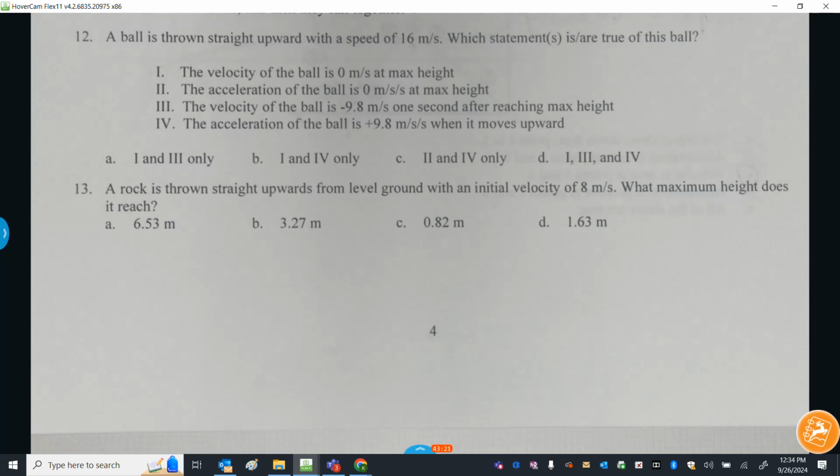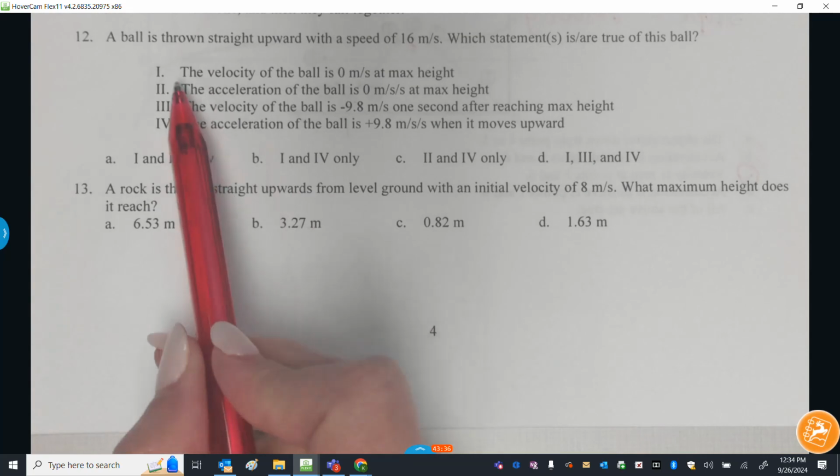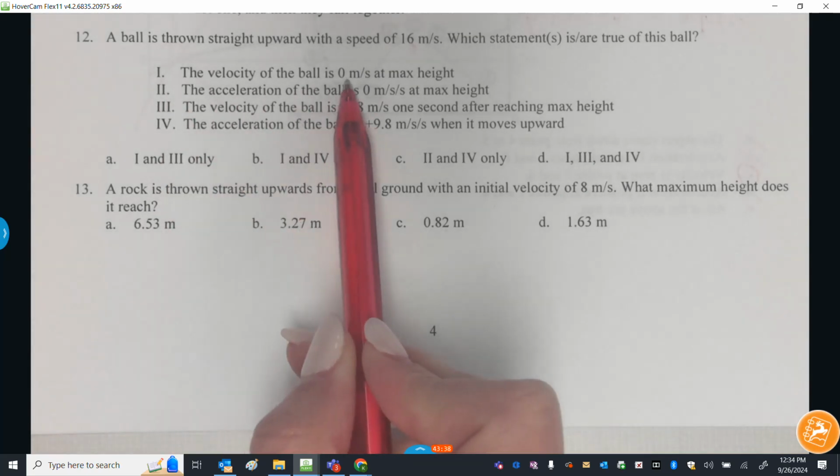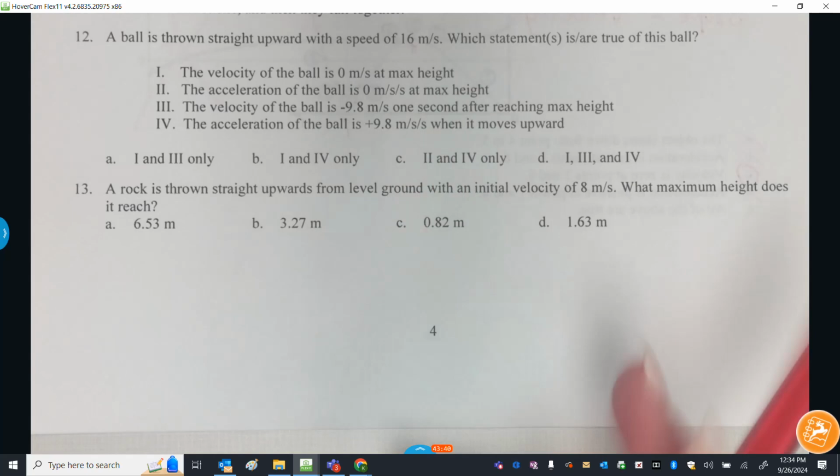All right, number 12. A ball is thrown straight upward with a speed of 16 meters per second. Which statement or statements is or are true of this ball? So let's just read through these statements. The first one says the velocity of the ball is 0 meters per second at max height. That is absolutely true. We've talked about that already.